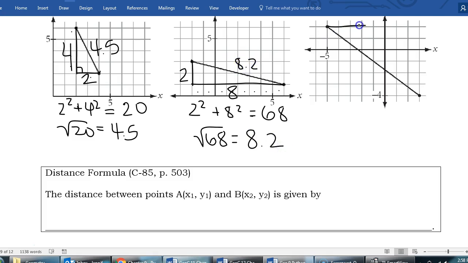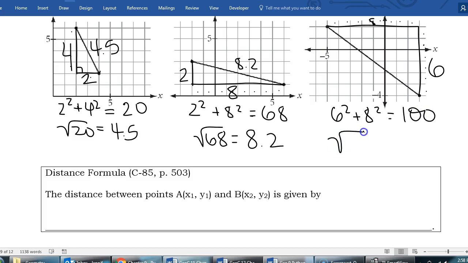And last one, let's go this way just for fun. How far over, how far up? 6 up, 8 across. 6 squared plus 8 squared, that's 64 and 36, that's 100. And the square root of 100 is 10. Don't even need a calculator for that one. So this diagonal segment is 10 long.